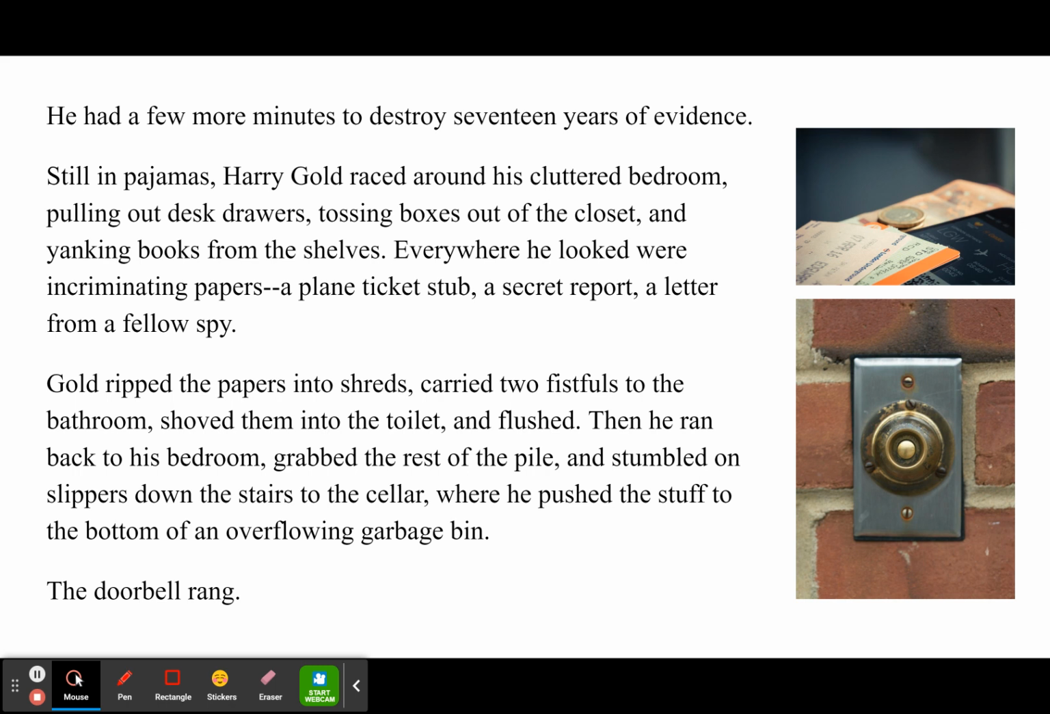So here we go. He had a few more minutes to destroy 17 years of evidence. Still in pajamas, Harry Gold raced around his cluttered bedroom, pulling out desk drawers, tossing boxes out of the closet, and yanking books from the shelves. Everywhere he looked were incriminating papers. A plane ticket stub, a secret report, a letter from a fellow spy. Gold ripped the papers into shreds, carried 2 fistfuls to the bathroom, shoved them into the toilet, and flushed. Then he ran back to his bedroom, grabbed the rest of the pile, and stumbled on slippers down the stairs to the cellar, where he pushed the stuff to the bottom of an overflowing garbage bin. The doorbell rang.